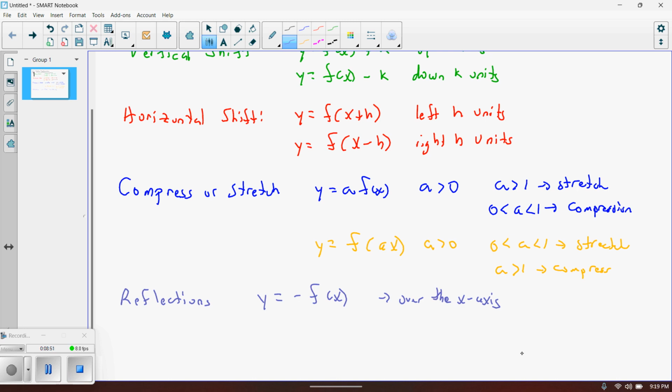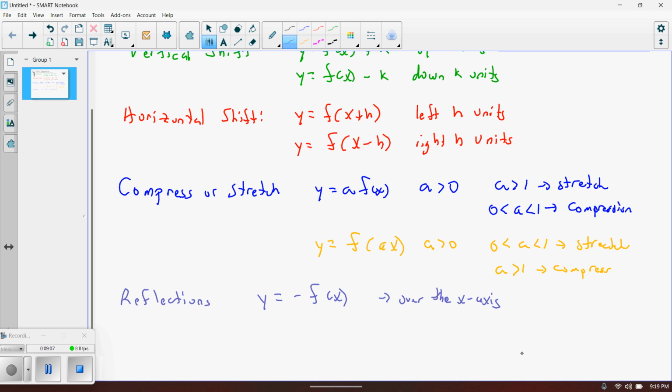Think about if your base function was y equals x squared, and I make it y equals the negative of x squared. Instead of having everything above the x-axis, now it would fall below the x-axis. So you would have reflected the entire thing over the x-axis.